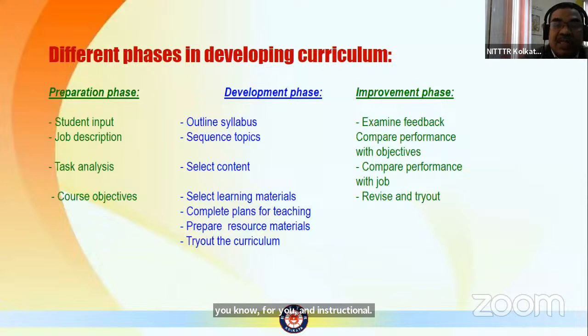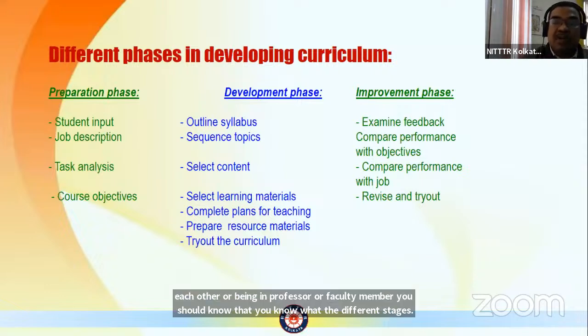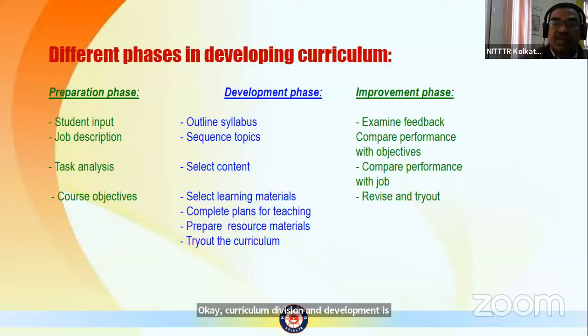Now, let me talk about the different phases in developing the curriculum. Being a subject teacher, a professor, or a faculty member, you should know what the different stages in curriculum design and development are. You have to understand, and based on the curriculum, you have to get involved in curriculum design and development.